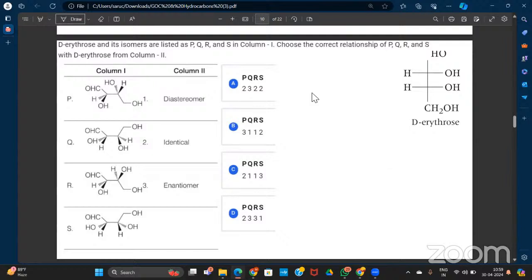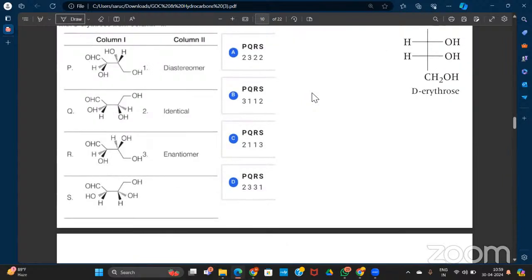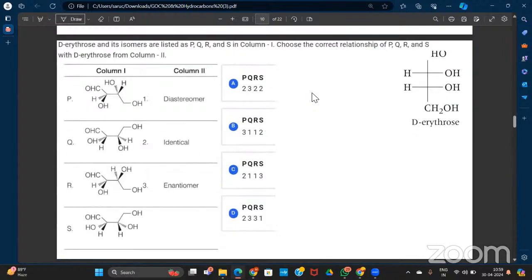Fine. So the next question is D-erythrose and its isomers are listed as P, Q, R, and S in column 1. Choose the correct relationship of P, Q, R, and S with D-erythrose from column 2. Here you have to decide whether they are enantiomers, diastereomers, or identical isomers.